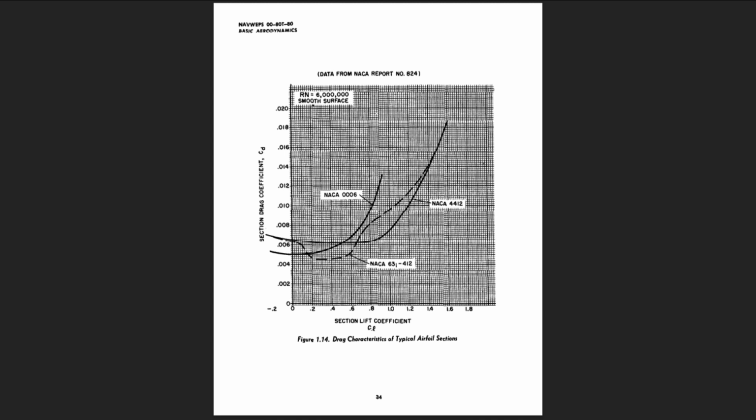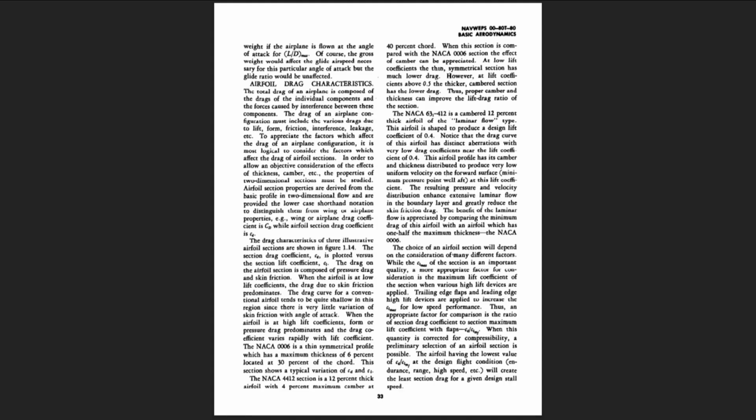The resulting pressure and velocity distribution enhance extensive laminar flow in the boundary layer and greatly reduce the skin friction drag. The benefit of the laminar flow is appreciated by comparing the minimum drag of this airfoil with an airfoil which has 1/2 the maximum thickness, the NACA 0006. The choice of an airfoil section will depend on the consideration of many different factors.